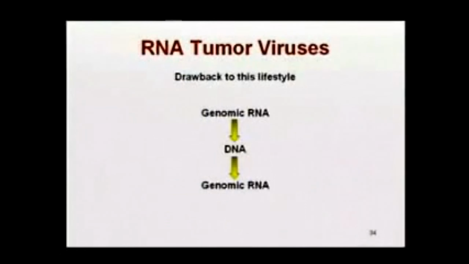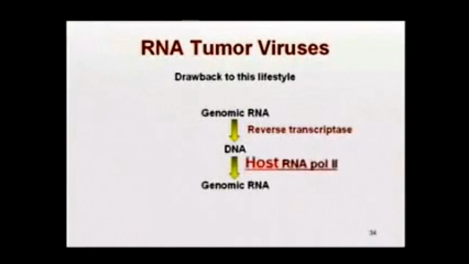Now, there's a big drawback to this. If you were designing yourself to be a virus, this kind of virus, you wouldn't do this, because there is a major problem for a retrovirus in pursuing this kind of lifestyle, of taking a genomic RNA, copying it into a DNA copy, and then copying that DNA copy back to messenger RNA. That is done by reverse transcriptase, as I've told you several times. That is done by the host RNA polymerase II.